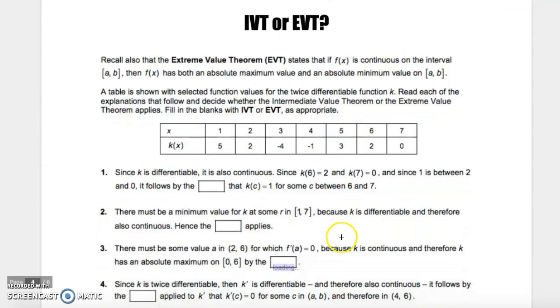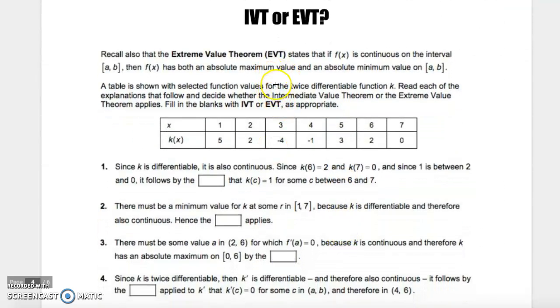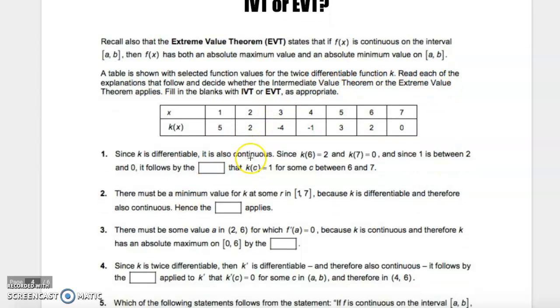All right, let's go on to IVT or EVT. So now we're going to differentiate between these two guys. The extreme value theorem states that if your function is continuous on the interval, then f of x has both an absolute maximum and an absolute minimum on that interval. So a table is shown with selected values for the twice differentiable function below, and we're going to decide whether the IVT or EVT applies, okay?